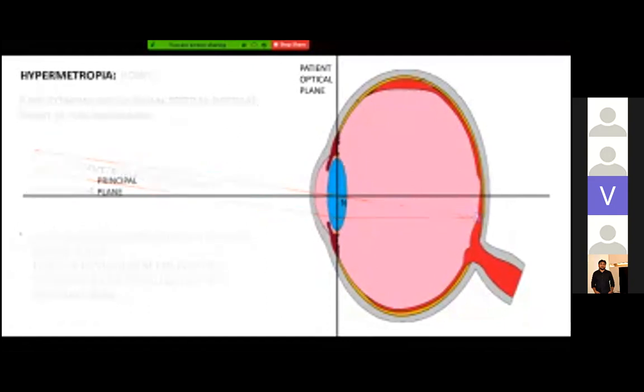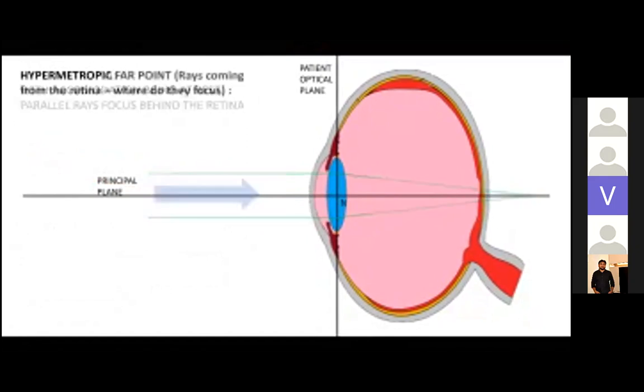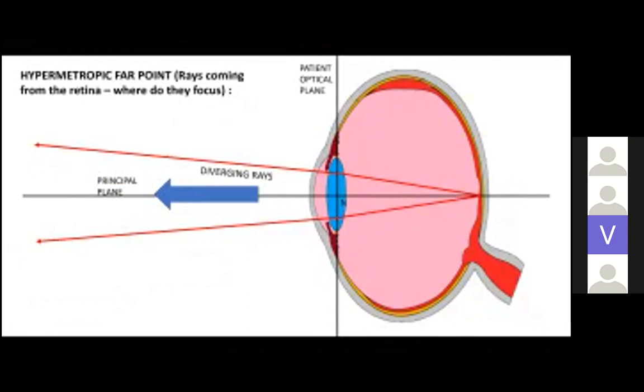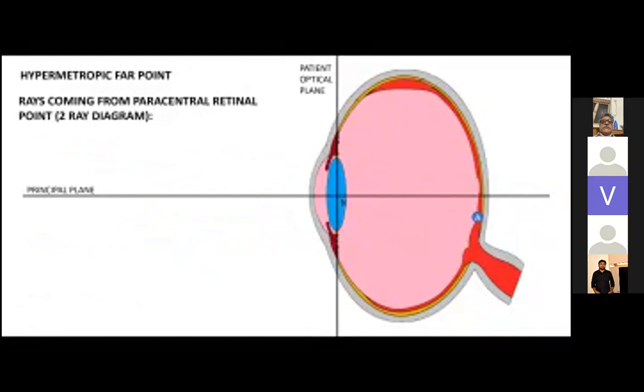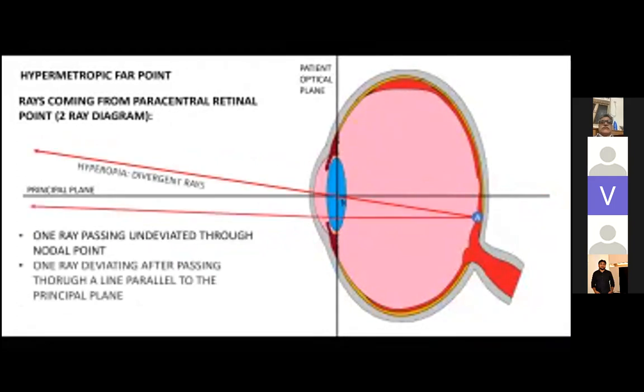Coming to hypermetropia, the parallel rays which enter the eye with accommodation being at rest focus behind the retina. And the rays coming out from the retina are divergent. So if we continue these divergent rays, they converge at a point behind the patient's eye. So the far point in hypermetropia is behind the patient's eye. Coming to the paraxial retinal point diagram, the first ray passes undeviated through the nodal point, and the second one comes out divergent.